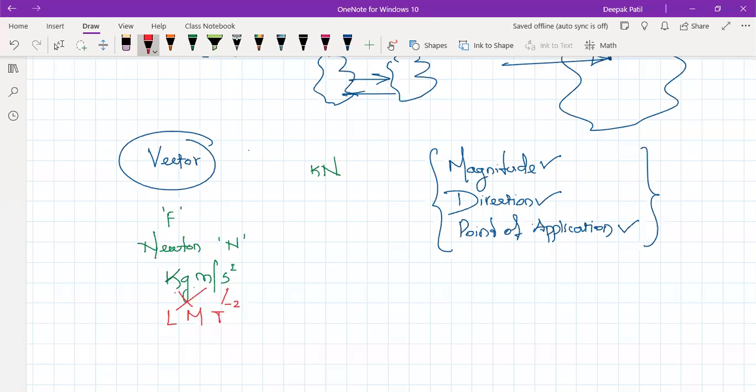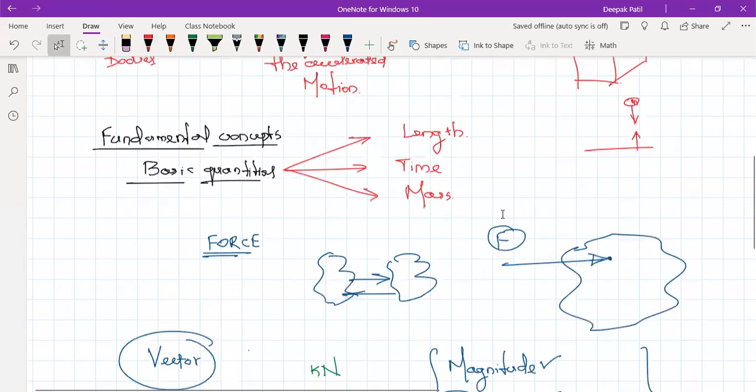If you apply a force on a body, it can also change its direction along with its shape and size. Is that clear, students? Yes, sir. Okay. Now let me just stop here and once again summarize whatever we have learned till now.